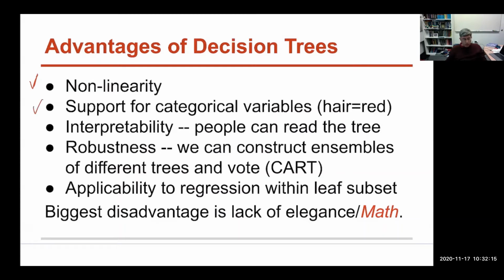You don't have to go through any contortions in order to deal with categorical variables. Let's say redheads were likely to survive the ship. There is no reason why you couldn't say, is the hair red? That gives you a binary answer, yes or no. So categorical variables work out just right. Interpretability is a natural thing. Okay, what else is good about decision trees?